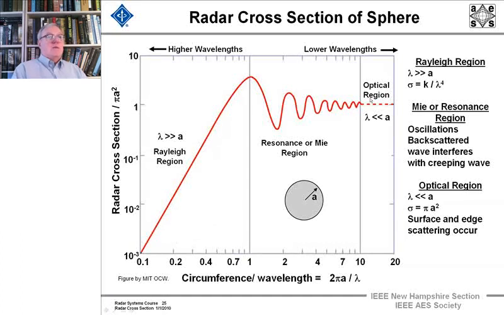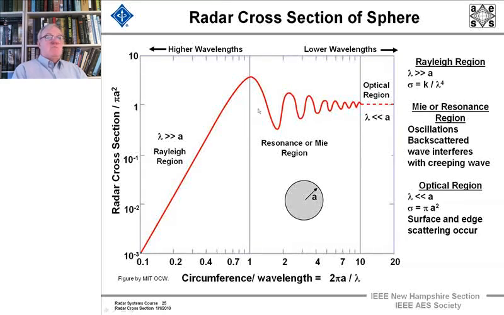And then the optical region, where the size of the sphere is much, much greater than the wavelength. What I'd see of a sphere if I looked with my eye with 1,000 angstroms, I looked at a sphere a foot in diameter. And then we see these fluctuations, so what would appear to be an interference effect. And here we go over just what I said: constant over lambda to the fourth in the Rayleigh region, and in the optical region, surface and edge scattering occur.